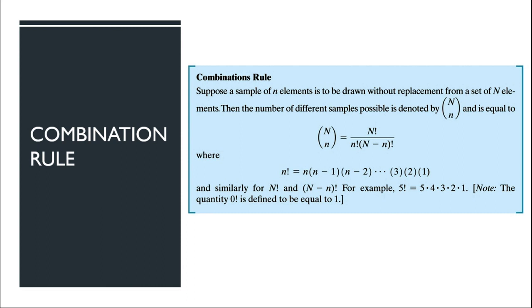Another method of determining the number of sample points for an experiment is to use computational mathematics. Suppose a sample of n elements is to be drawn without replacement from a set of N elements. Then the number of different samples possible is calculated as follows. This is called the computational rule.